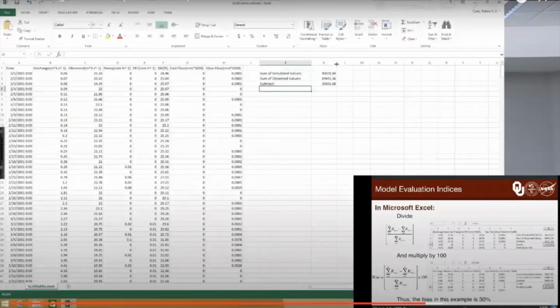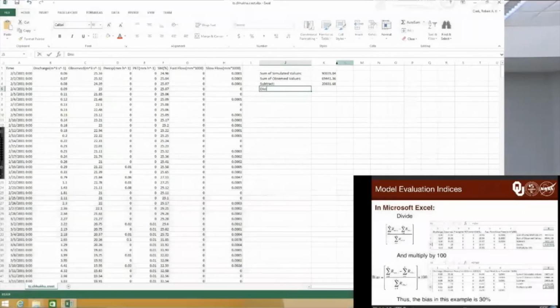This numerator is 20,631. Now I need to divide, and I'm going to divide that subtracted value, K4, and in Excel, you use division by doing a slash. So I'm going to do K4 slash, and then I'm going to do the observed values, which is K3.